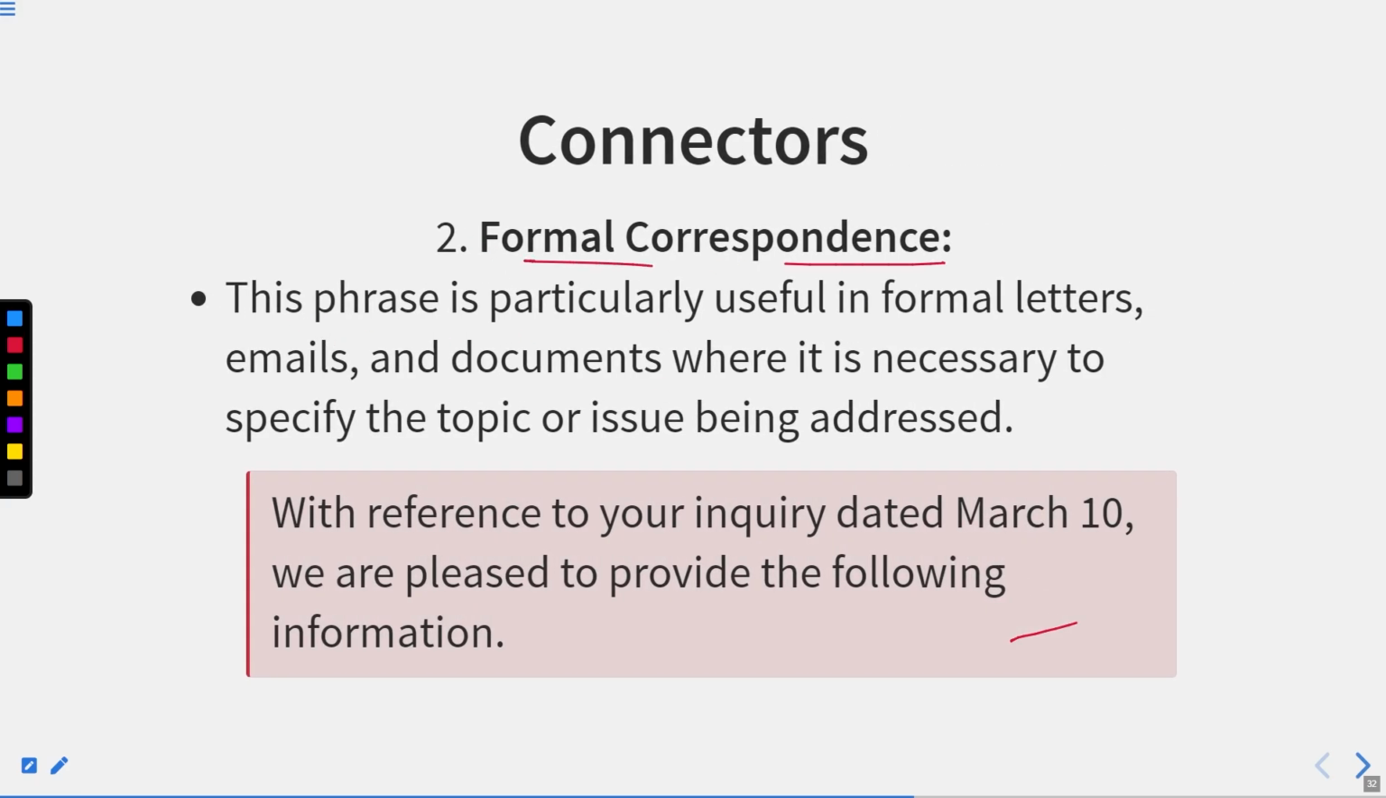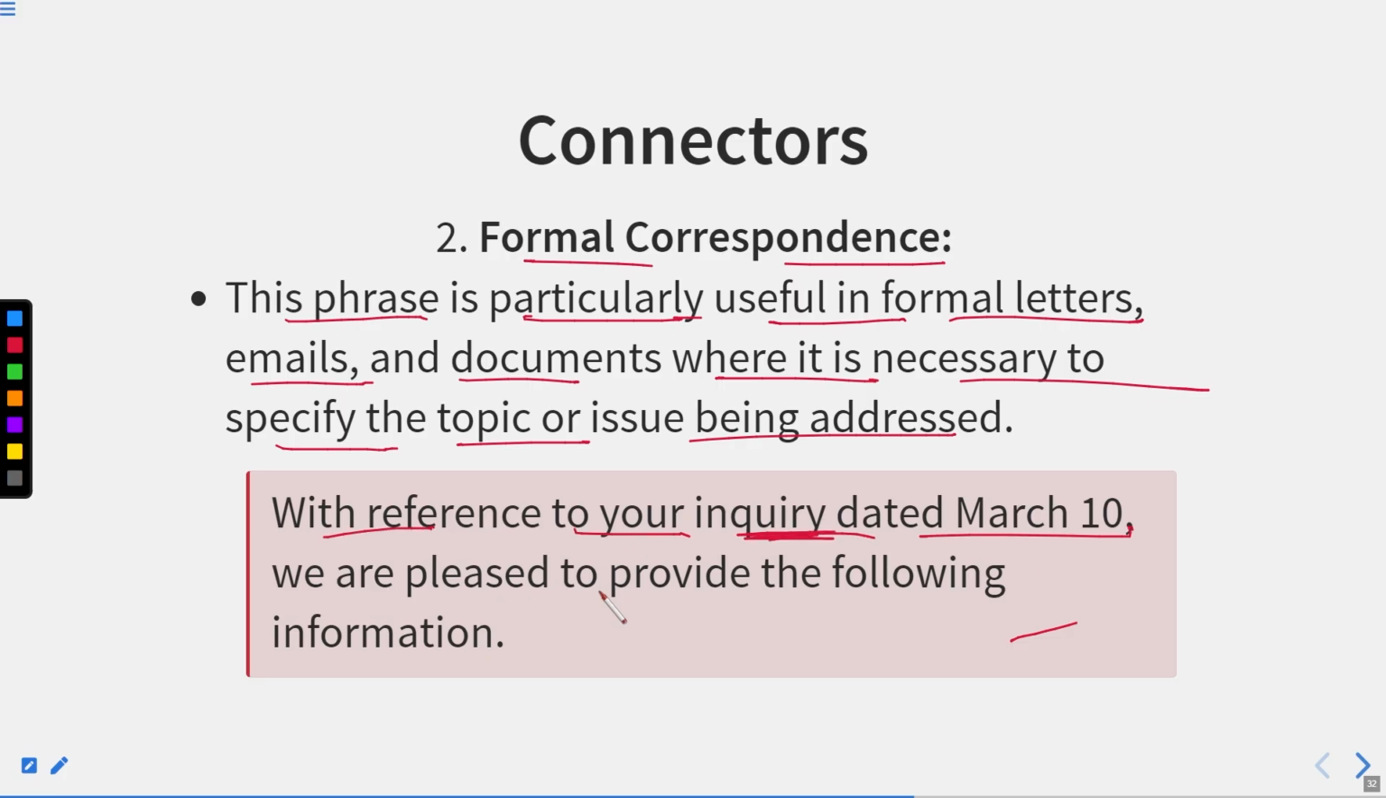Formal correspondence. This phrase is particularly useful in formal letters, emails, and documents where it is necessary to specify the topic or issue being addressed. With reference to your inquiry dated March 10, we are pleased to provide the following information. Okay, it means the inquiry that you have made on March 10. So, according to that, we are pleased to provide the following information.